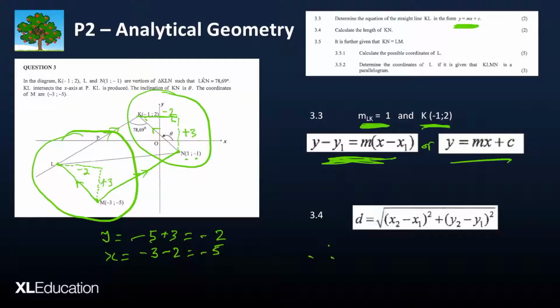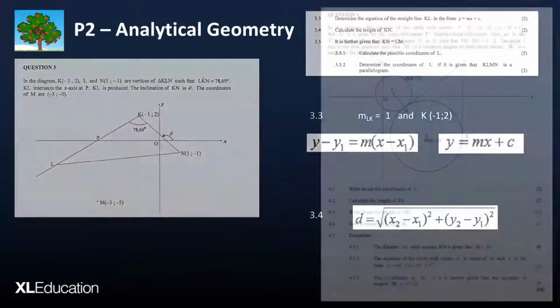Therefore, the coordinates of L will be (-5; -2). Okay, that is how you get that. That's an easy mark. Okay, so those are easy 3 marks. Okay, let's go to the next question.